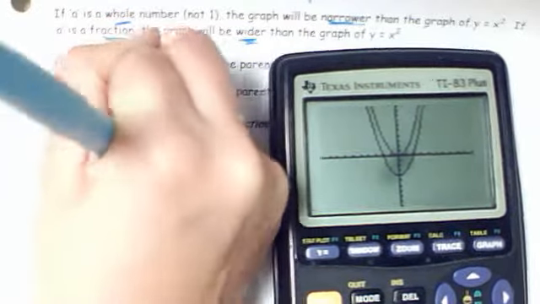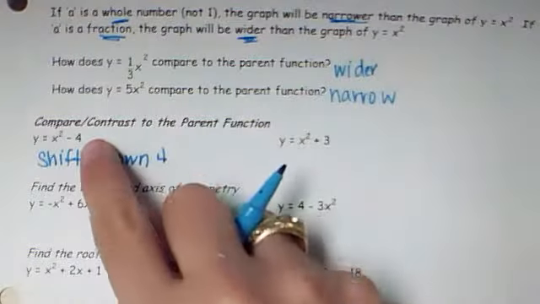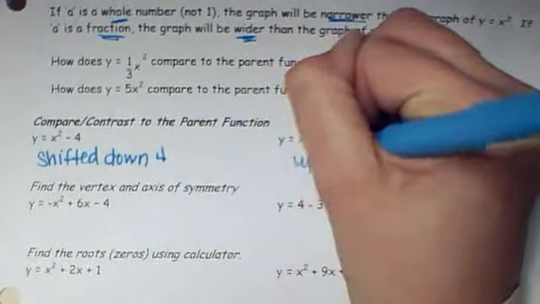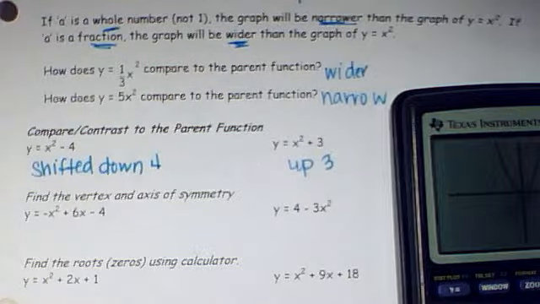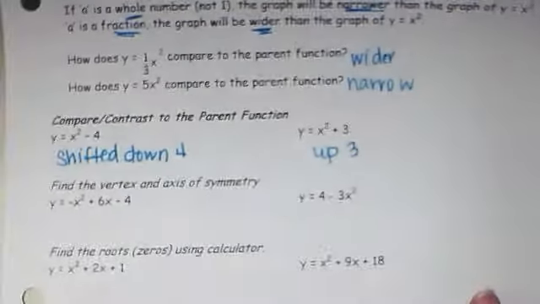And it has shifted down 4 units. 1, 2, 3, 4. That should make sense because it says -4, and here it is down 4. On this one, you should suspect that it's going to go up 3, but let's go ahead and put that in our calculator and confirm. That plus 3, there's our original, there's our new graph, did move it up 3.